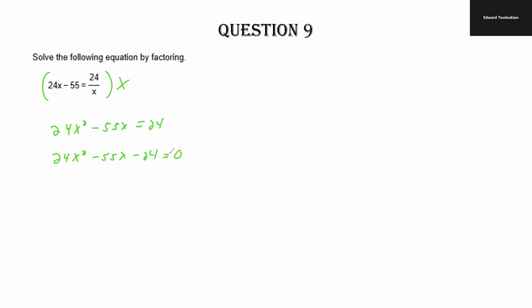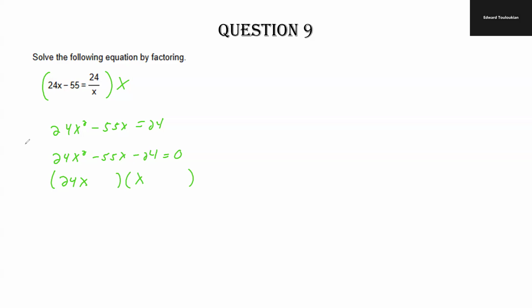And they want me to solve this by factoring. So let's see what we can do here. So if I have a 24x and an x, I want to get a negative 24. So that's my 24x squared, which would have to be like, that's not going to get me 24 though.